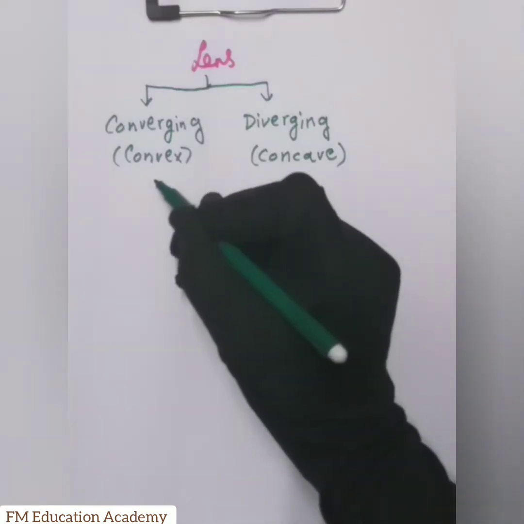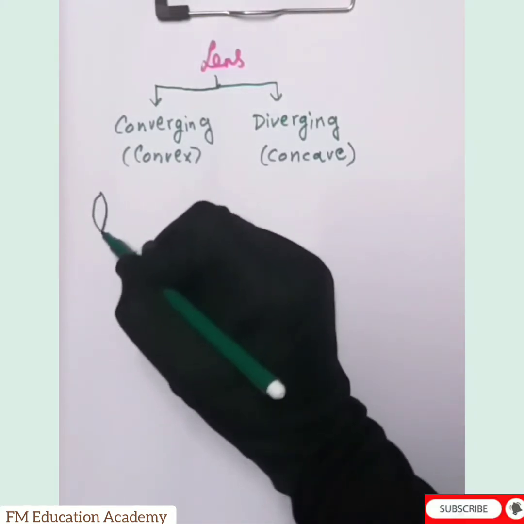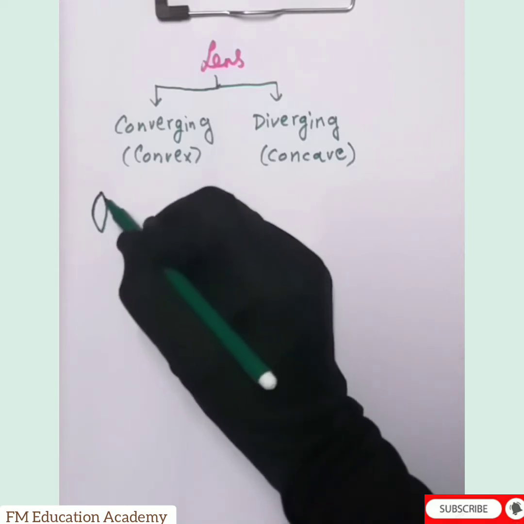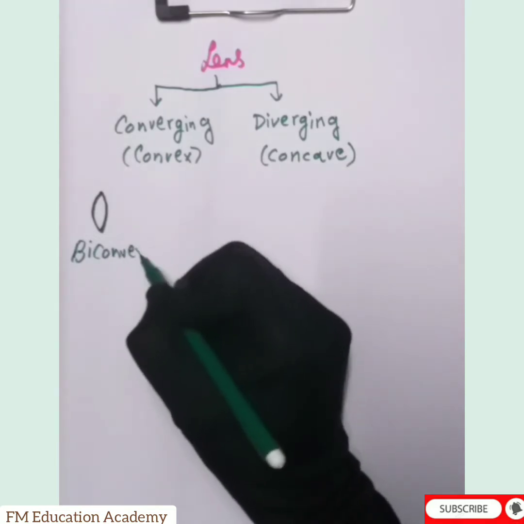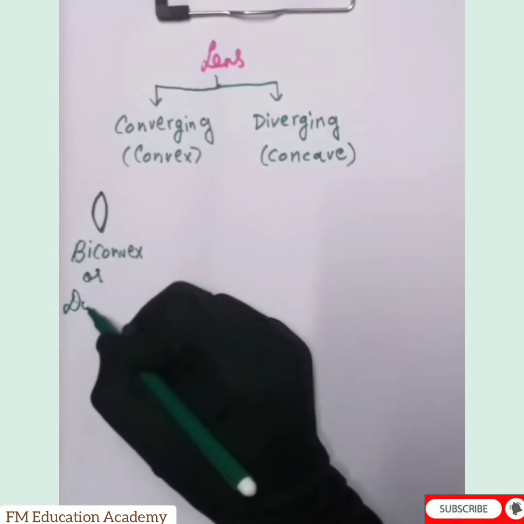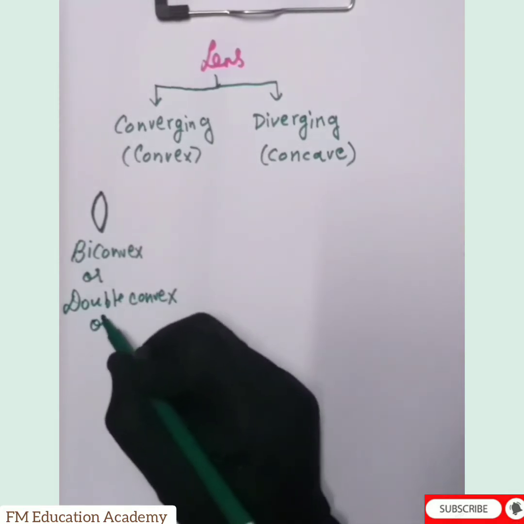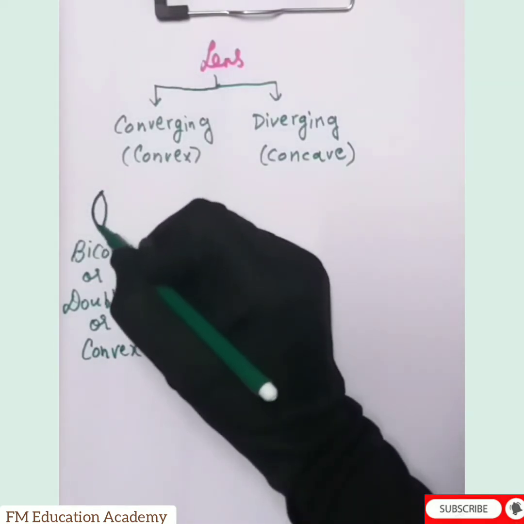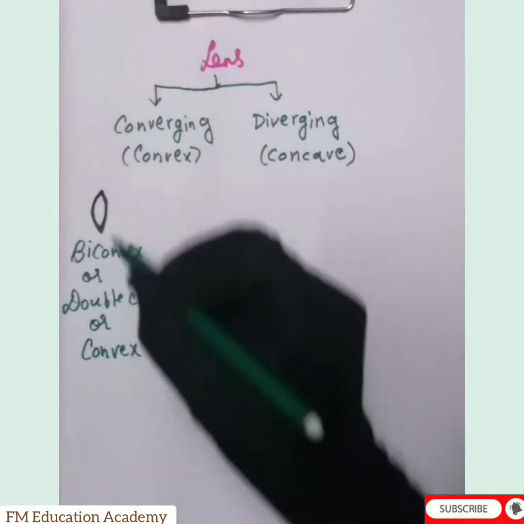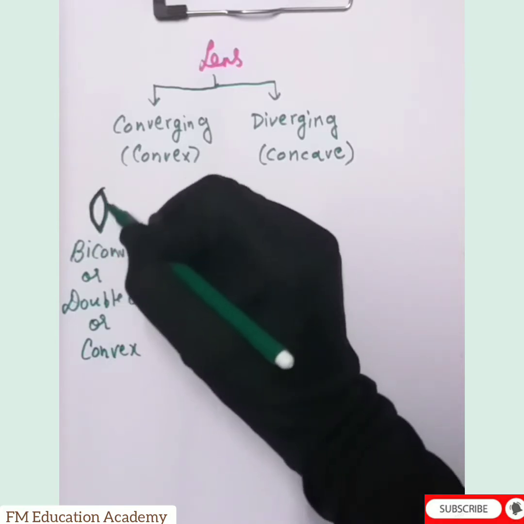Again, converging lenses are divided into three types. Biconvex lens, this lens is called a biconvex lens, or it is also called a double convex lens. Or simply it is also called a convex lens. Generally, we define the lens by this shape only. That is, we can say what is a convex lens? A convex lens is a lens whose both the surfaces are bulging outwards. You can see here the surface is bulging outwards.